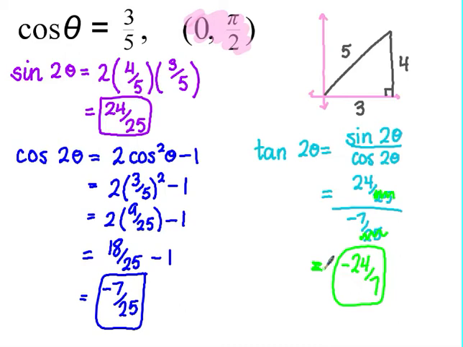When you do tangent like that, will the denominators always be the same? Most of the times, yes. I would probably say 99% of the time they will be.